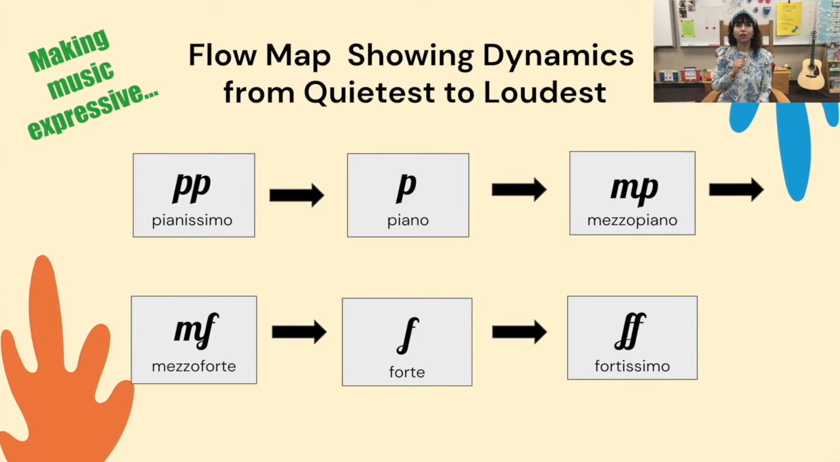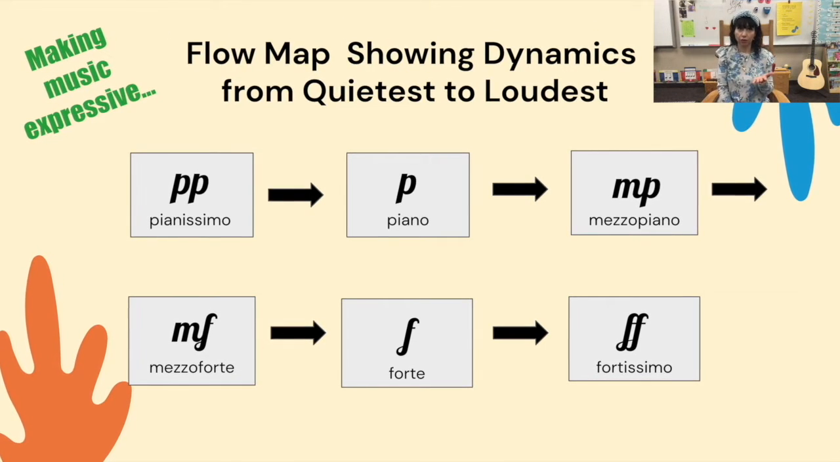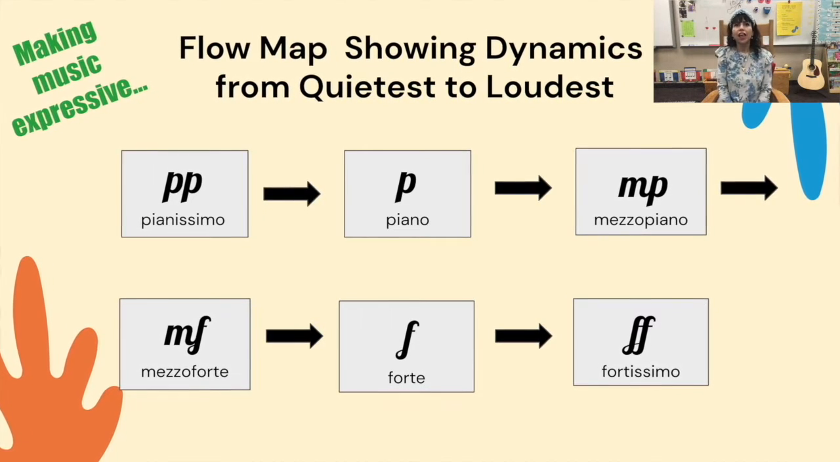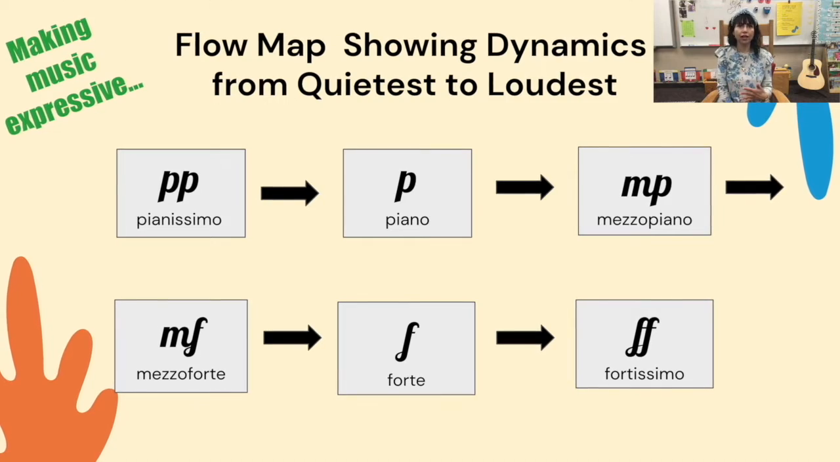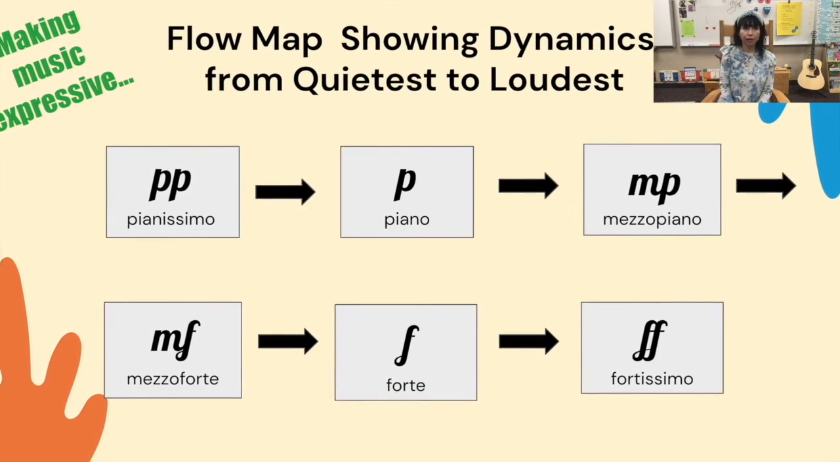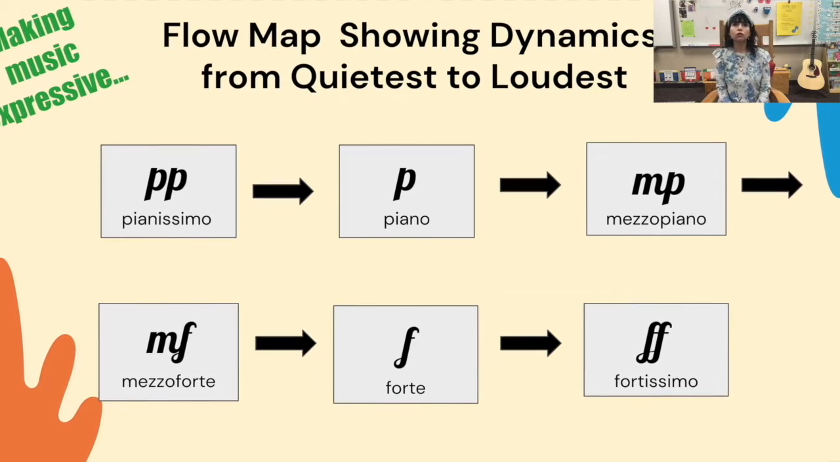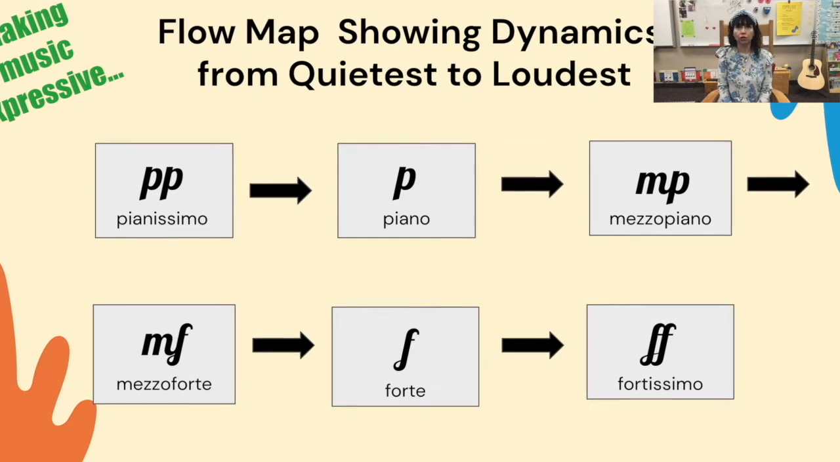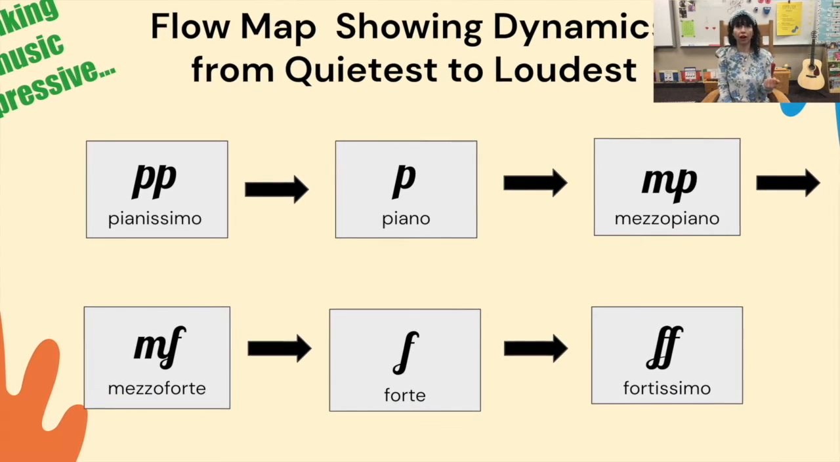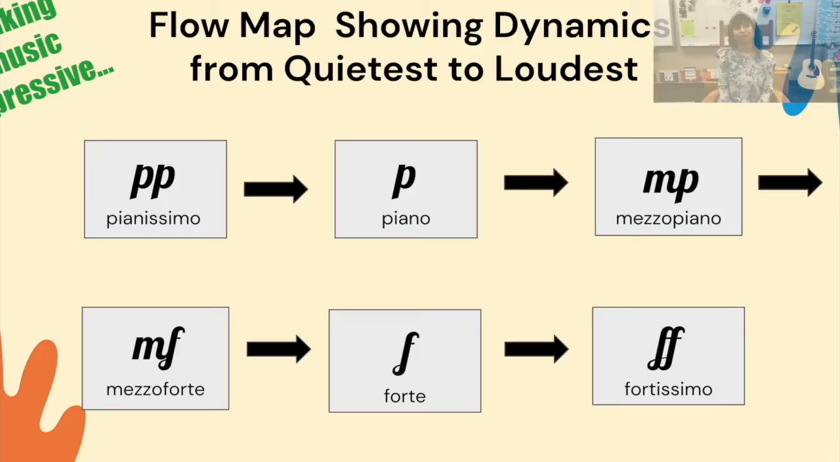So, in this example, the dynamics are shown from quietest to loudest. It starts with double P for pianissimo, which is very quiet, then P for piano, which stands for quiet, which is ever so slightly louder, but still quiet, to mezzo piano, or medium quiet, to mezzo forte, for medium loud, to forte, for loud, and then of course double F, which stands for extra loud, or fortissimo. Oh, that makes sense. So I could totally make one of these for my piece to show the dynamic flow of the entire piece. That's the idea.